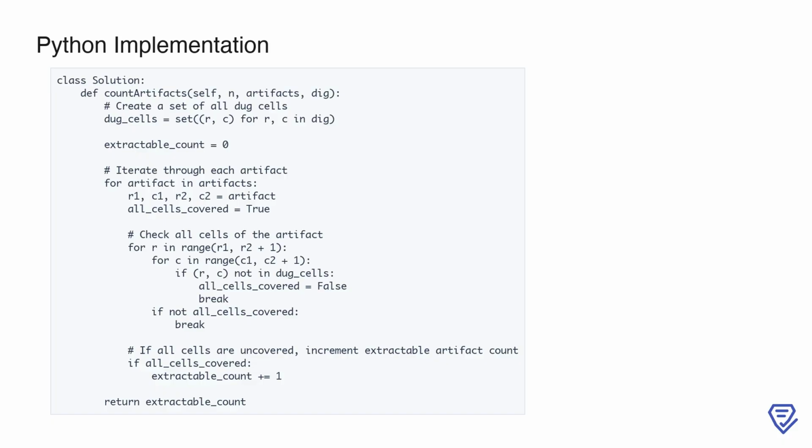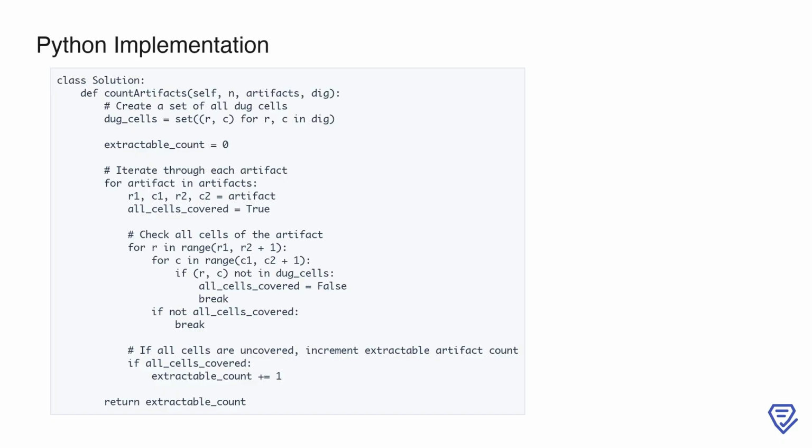First, the dug_cells set is created to store all the cells where digging has occurred, ensuring quick lookups. The extractable_count variable is initialized to 0 to keep track of the number of fully extractable artifacts. For each artifact, the solution extracts its coordinates, top left and bottom right corners. The algorithm then iterates through all rows and columns covered by the artifact, checking if each cell is present in the dug_cells set. If a cell is missing, the all_cells_covered flag is set to false, and the inner loops break early to optimize performance. If all cells of an artifact are uncovered, the extractable_count is incremented.